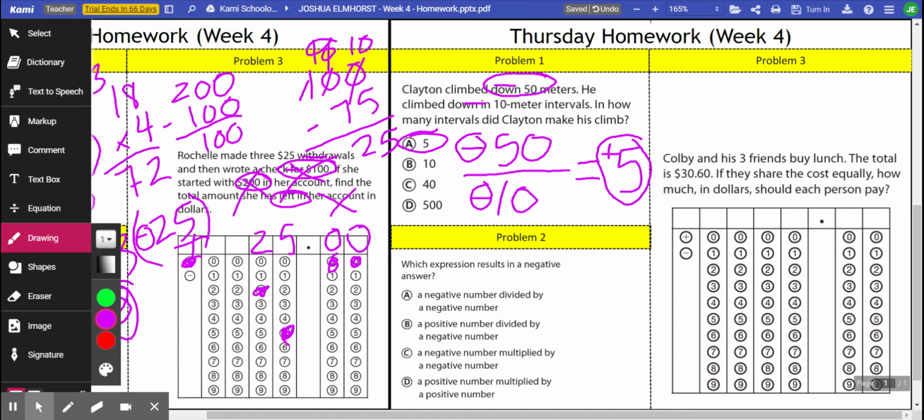Which expression results in a negative answer? Okay, so we take a look at negative. Remember from our video lesson from Monday, if you have an odd number of negatives, then your answer is negative. If you have an even number of negative signs and you're multiplying or dividing, then you're going to have a positive answer.